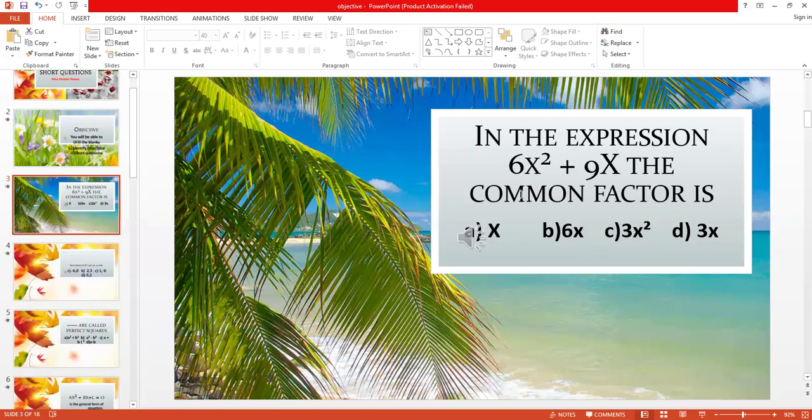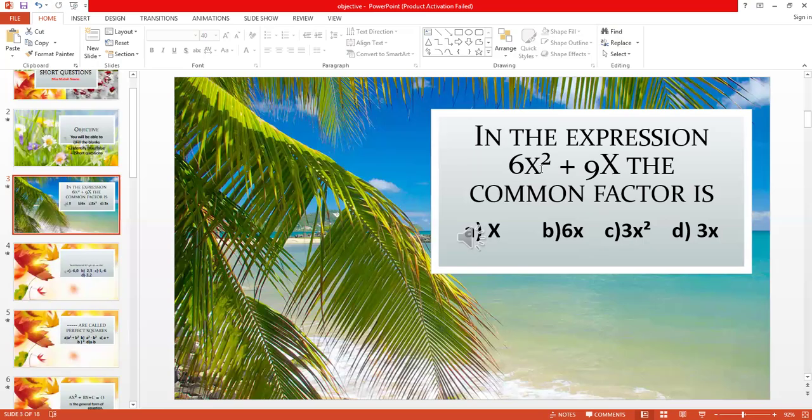So 3 is common in both of these two terms. Okay, why did I say that these are two terms? Because here in the center we have a plus sign. Either we have a plus sign or a negative sign. In such cases, in the expression, all the terms are separated by using these signs. Okay. So here 3 is common.